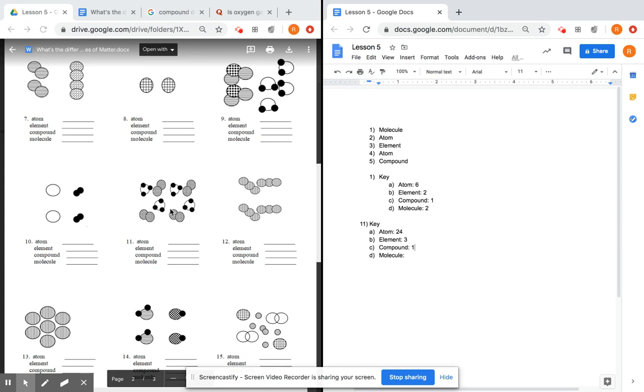Lastly, for molecules, we just count how many molecules are present. There aren't any single atoms present. If there were, we wouldn't count them as molecules, but each distinct thing is a molecule. So 1, 2, 3, 4, 5, 6, 7, 8. There we go. We have 8 molecules.